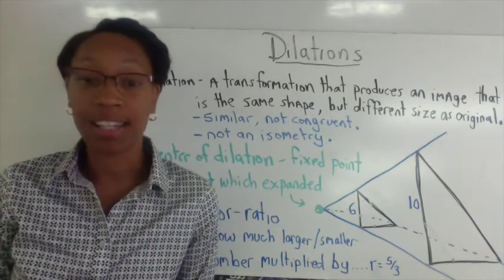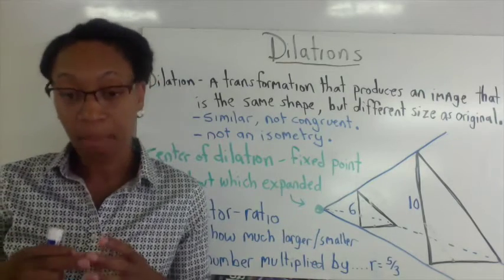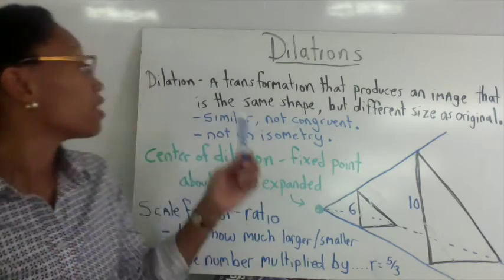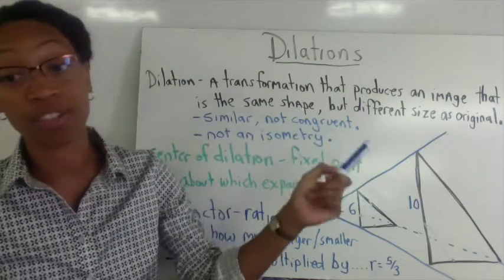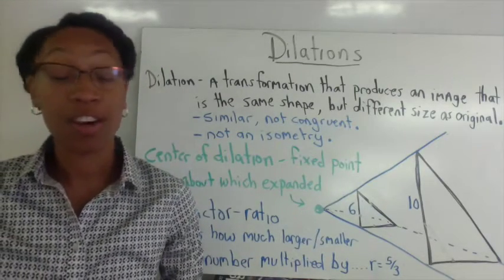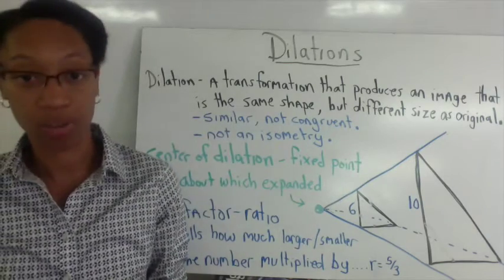So first of all, a dilation is a transformation that keeps the shape the same but changes the size. A dilation blows it up or makes it smaller. So it's a transformation that produces an image that is the same shape but a different size. And when that happens, they're called similar. So dilations create similar shapes as opposed to congruent shapes.